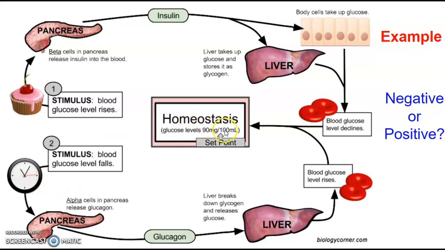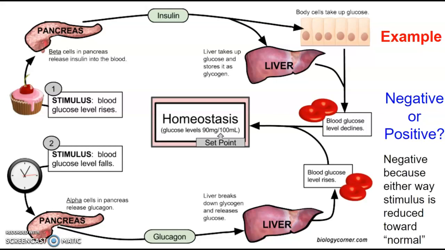Blood sugar levels, for example, need to be kept at a certain set point. If it gets too high, you have a bunch of sweets, then your body has to respond to bring it down. And if it gets too low, the body responds again to bring it back up. Would this be a positive or negative feedback system? It's negative because whichever way the effector changes things, it's to get it back to normal.